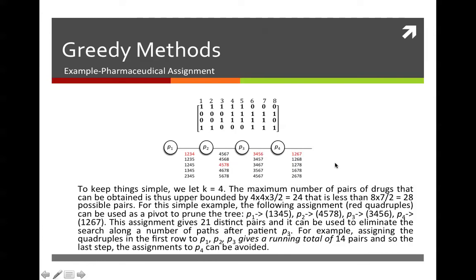So we could see that we got 8 drugs, and so 8 choose 2 is equal to 28. But we also have 4 patients. Each can do 6 pairs at the most, and that's 24. That's not quite enough to cover all 28. But we still want to maximize the number of pairs.